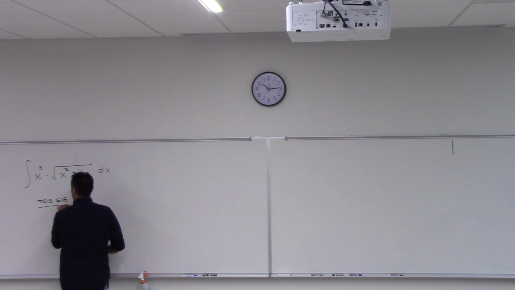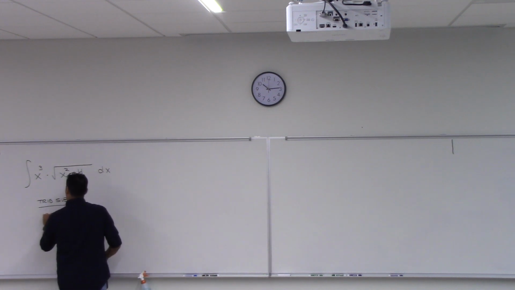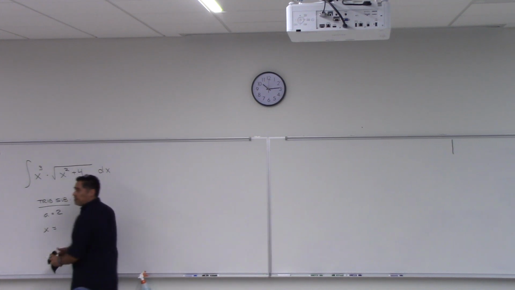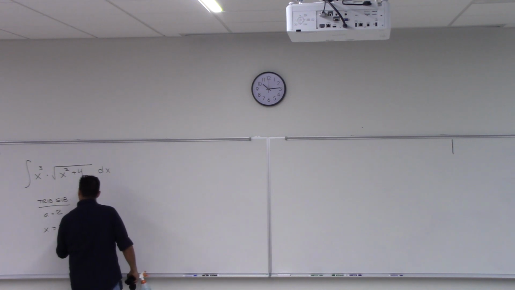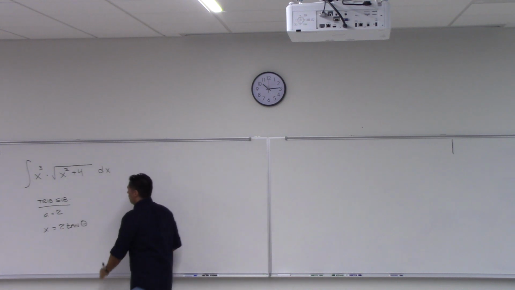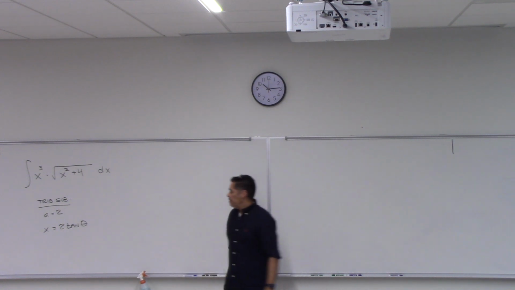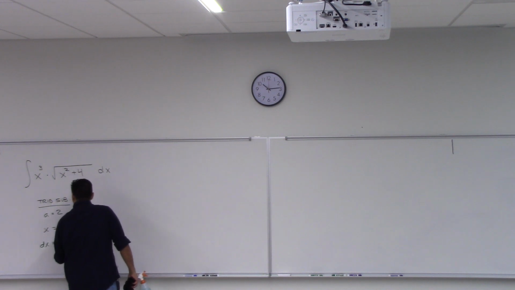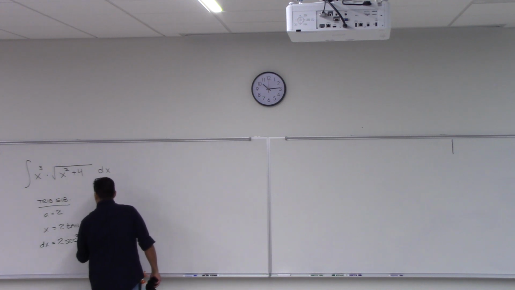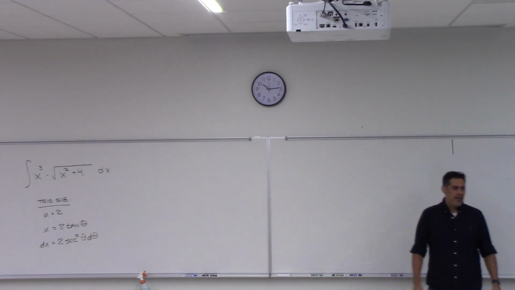Everybody see it? x squared plus a squared. a for us is 2. The trig sub I'm going to make is x equals a tan theta, so 2 tangent theta, because I have a plus here. Now I'm going to differentiate that. The derivative would be 2 times the derivative of tangent. Oh, you're doing antiderivative, careful. The derivative of tangent is secant squared theta d theta.